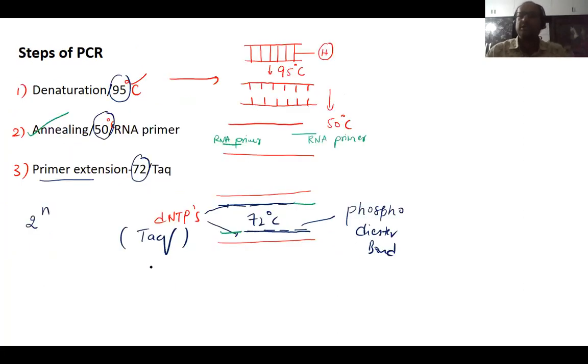Now let's understand the steps of PCR. There are 3 steps. One is denaturation, number 2 is annealing, and number 3 is primer extension. These are the different steps we need to understand and conduct.